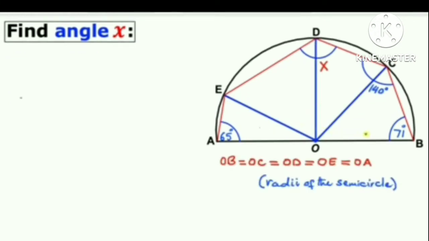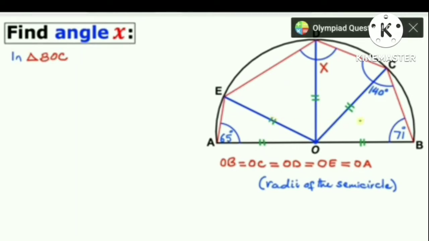Now we can see that line segment OB, line segment OC, line segments OD, OE, and line segment AO are the radii of this semicircle. Therefore, OB is equal to OC equal to OD equal to OE equal to OA.